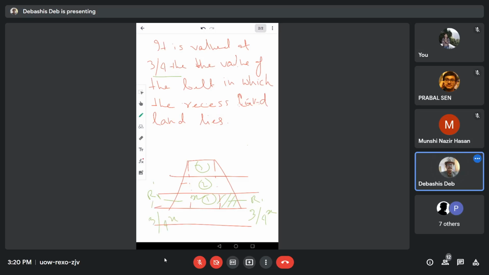Now if first build is valued as x, then second build will be 2/3 x, and recess land will be valued as 2/3 x into 3/4. Third build normal value is half x. Now recess land value is half x into 3/4. It is mentioned here: it is valued at 3/4 the value of the belt in which the recess land lies. I think it is clear to you. Now we'll be going to start the problem. Okay.